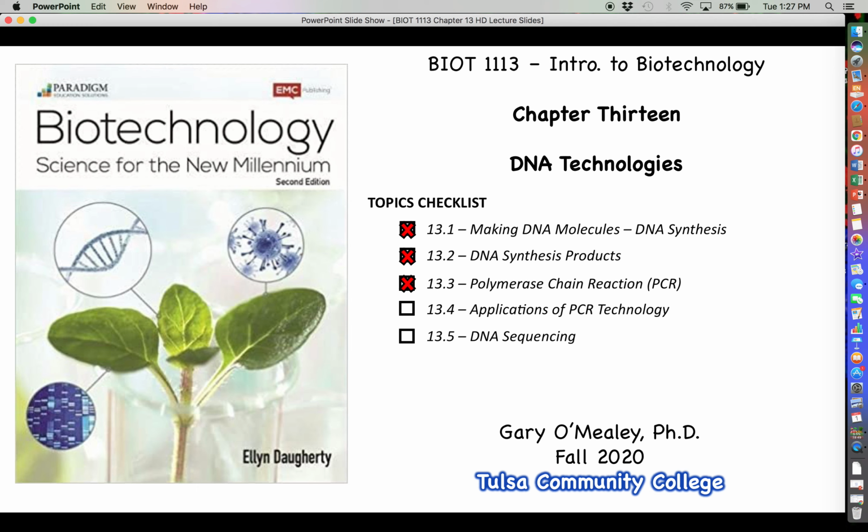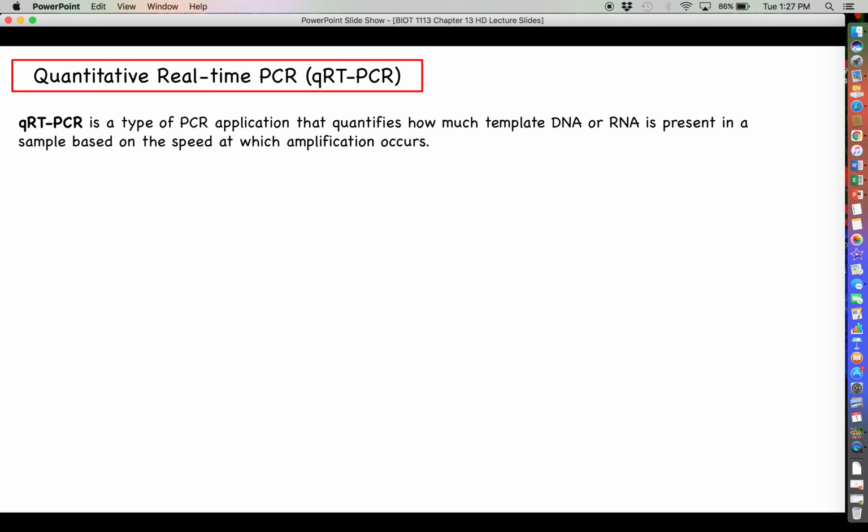Last time we talked about polymerase chain reaction, the theory behind it and some of the practical aspects of it. So let's take it a step further and talk about how we can use applications of PCR technology to get certain things done in the lab.